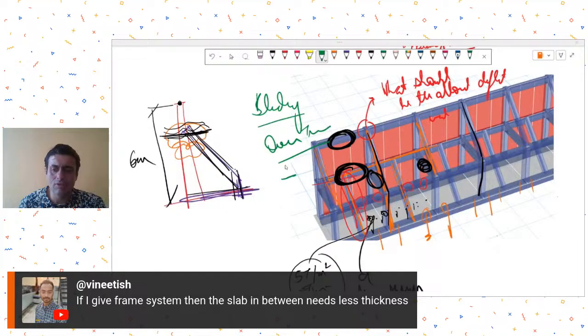Mr. Vineet is saying, if I give a frame system, then the slab in between needs less thickness. Which slab? The toe and heel slab or the wall? Which slab are you talking about? I'm not sure which slab he's talking about. The wall. Okay.